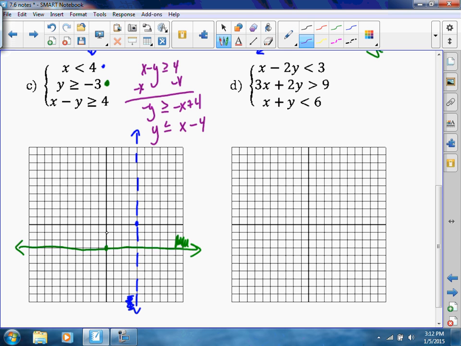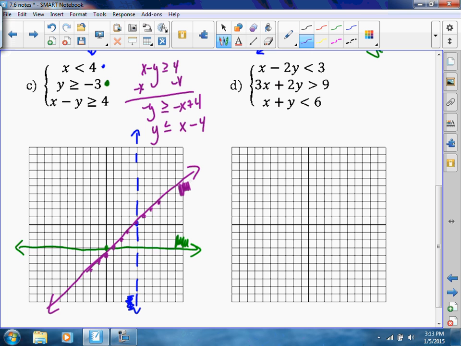So my intercept is going to be negative 4. And then I'm going to go up 1 and over 1. Now again, it touches the green line and it touches the blue line, but I'm not really concerned about those ordered pairs where it intersects. Okay? And I've got a solid line here again to connect those. Okay. And then I would want to shade below that.